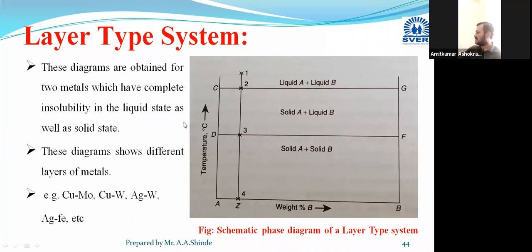Then draw this diagram, explain this diagram, which is the melting point of element A, then the melting point of element B, then the liquidus line, solidus line, and these regions, and consider one curve and explain the microstructural changes. So in this way, this layer type system is explained here.